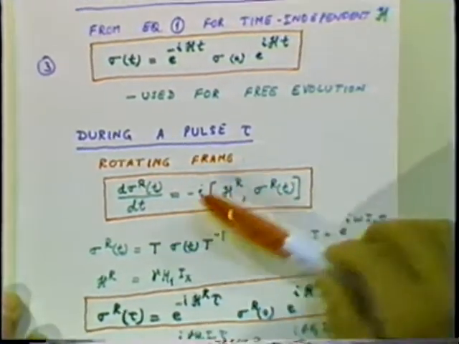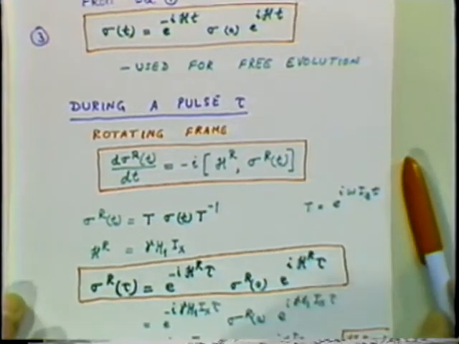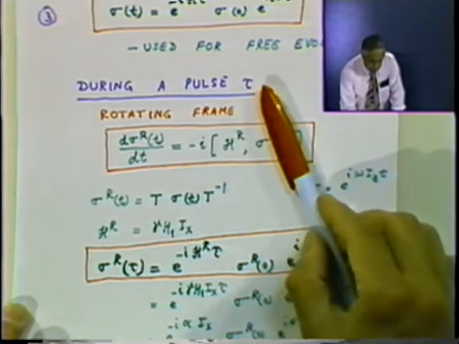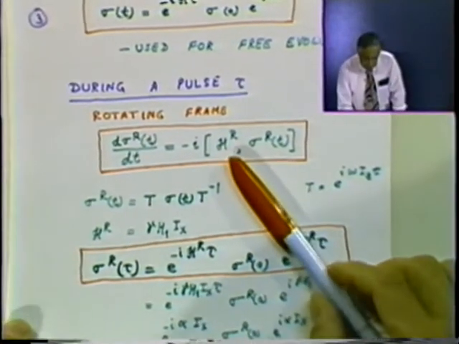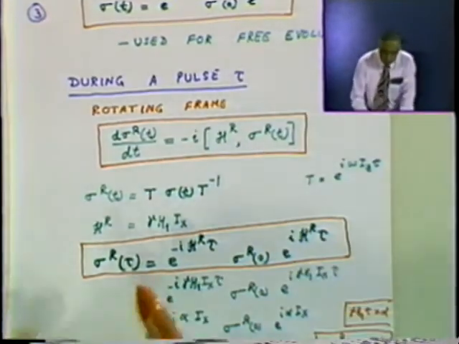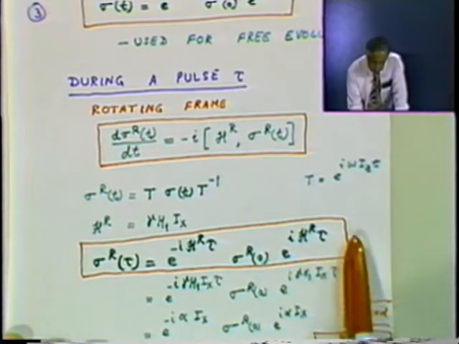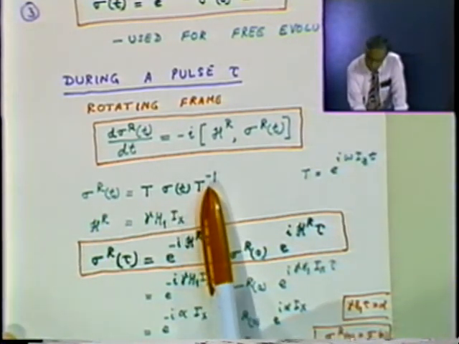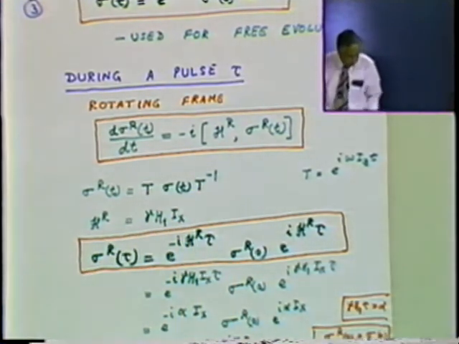For example, during a free evolution, we have the free Hamiltonian, H free, and this is straightforward. During a pulse, tau, we had the equation of motion in the rotating frame. The reason being very simple, because it is only in that frame that the Hamiltonian is independent of time. And therefore, we write the equation of motion like this, and a solution which is given by this. Okay, sigma r t is T sigma t T inverse, and H r is equal to gamma h1 Ix, and that's what I showed you before.